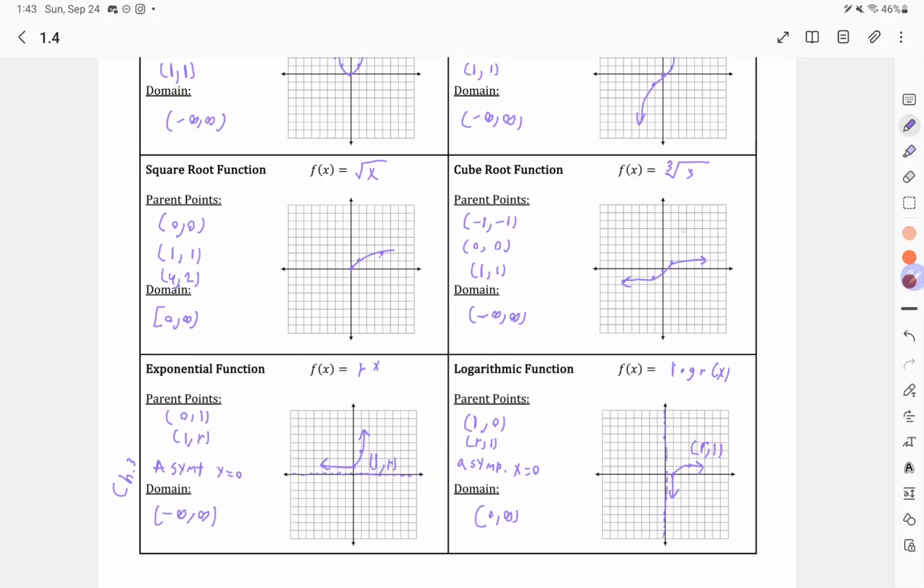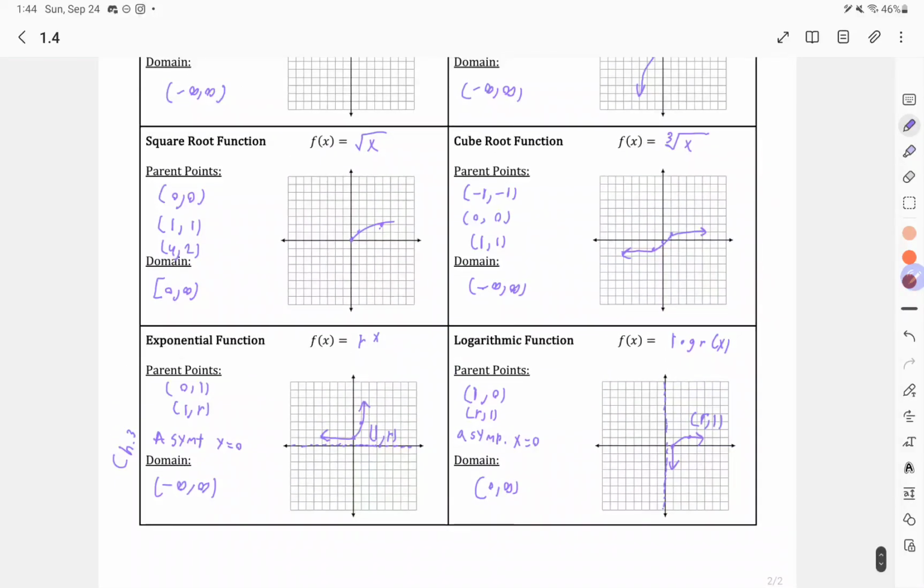And cube root functions are, oh, this is the wrong one, oopsie. So cube root of x. And their parent points are (-1, -1), (0, 0), (1, 1). And they go like zoop horizontally.